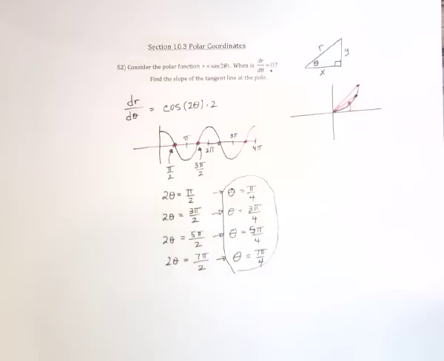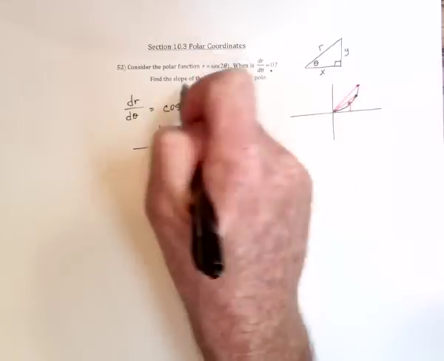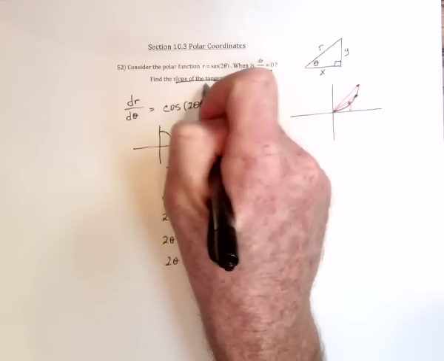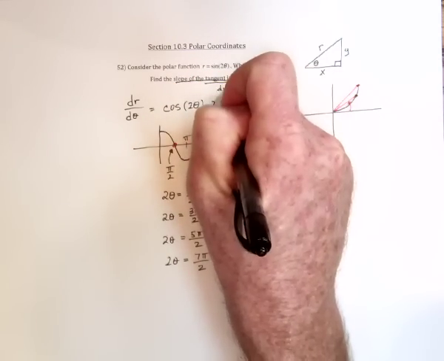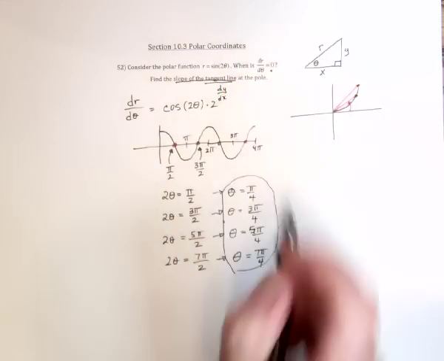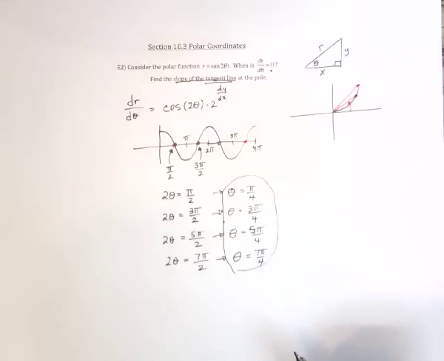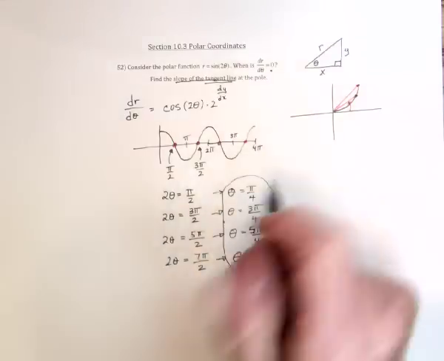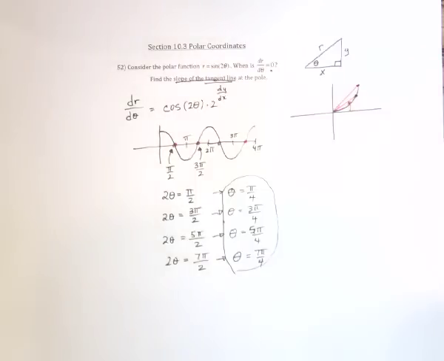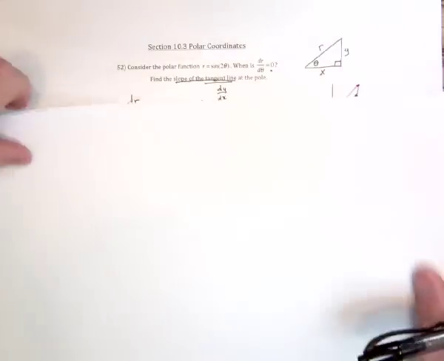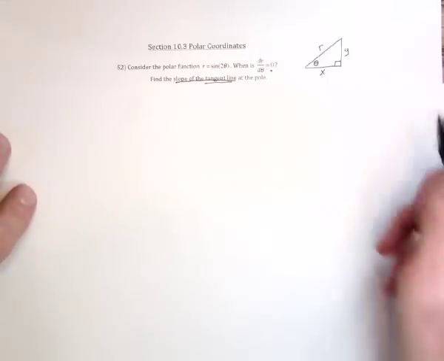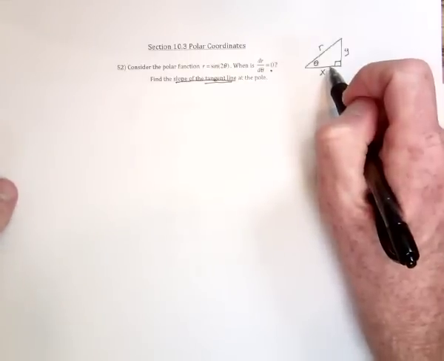Next, find the slope of the tangent line at the pole. Well, let's see. Slope of the tangent line, this goes back to Math 3A. This is saying dy dx, which is not the same as dr d theta. So dy dx means, well, we need to know what x is equal to and what y is equal to. And you can use these over here, or just remember what is x equal to.